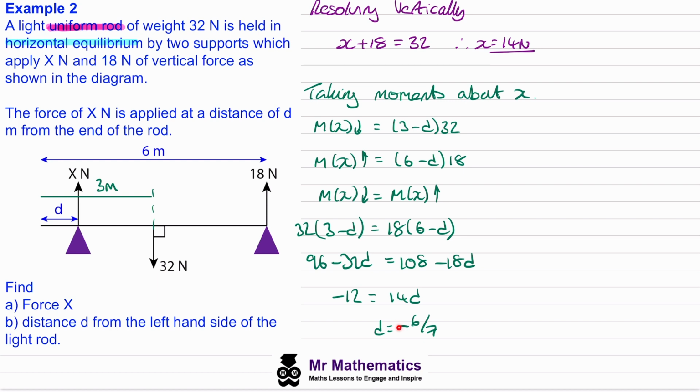And it's a negative because we're looking at going in this direction. But going in the other direction, it will be a positive. So what we'll say then is that d is 6/7 of a meter. Okay? And in example 3, we're going to combine what we did in example 1 and in example 2.